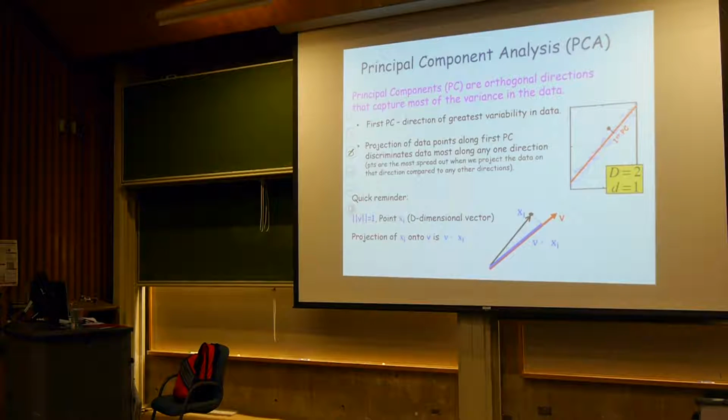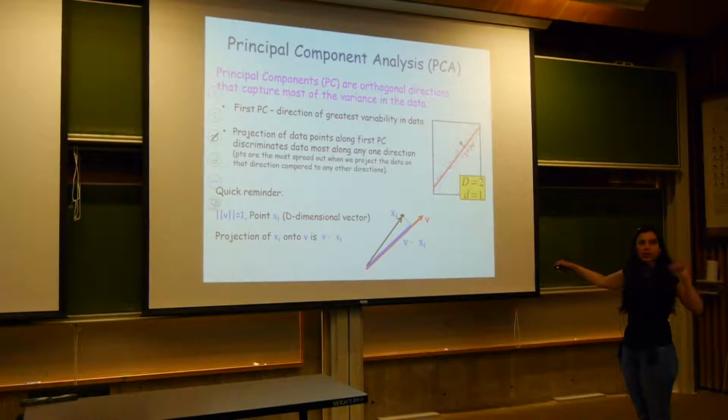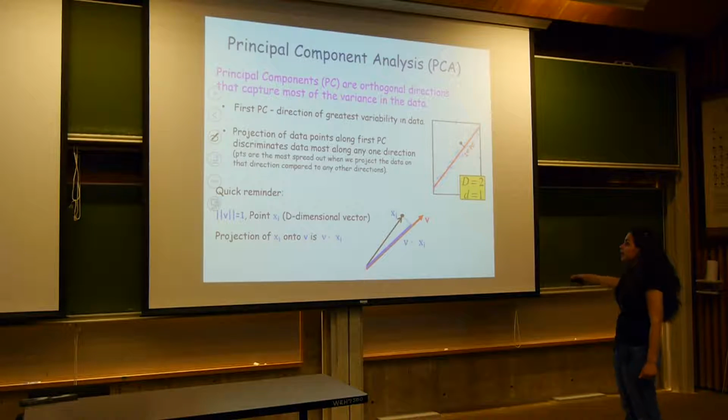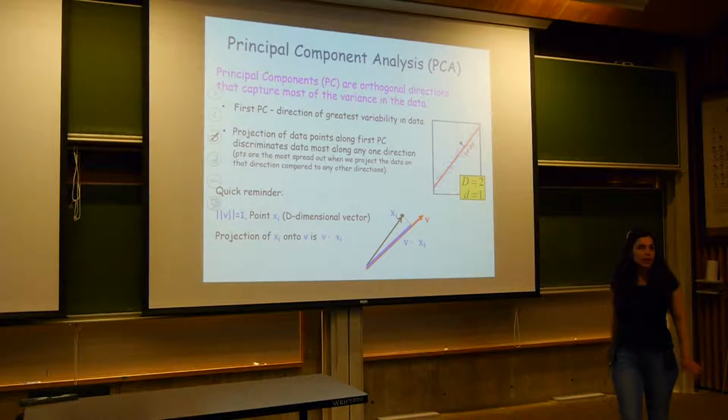To make this a little bit more precise, just a quick reminder, we've already seen this when we did the semi-supervised SVM, when we did perceptron. If we have a unit length vector v, like this vector v over here, and a data point xi, that in my lecture today lives in a capital D-dimensional space, then the projection of my point xi onto the direction given by v is just the dot product of v and xi. It's the length of this segment over here.